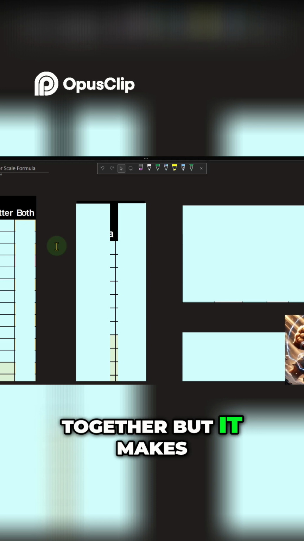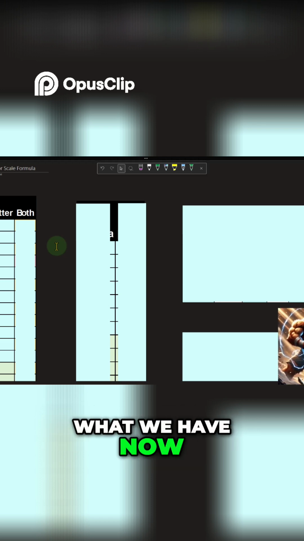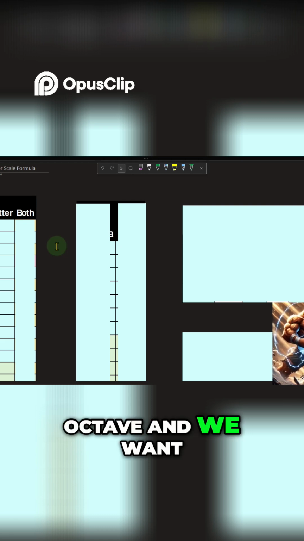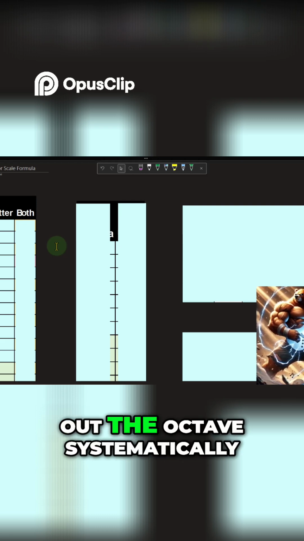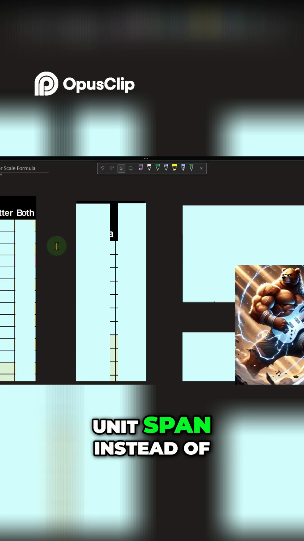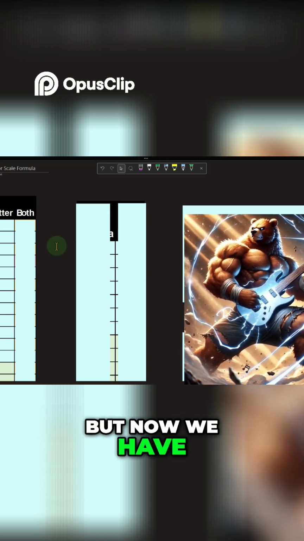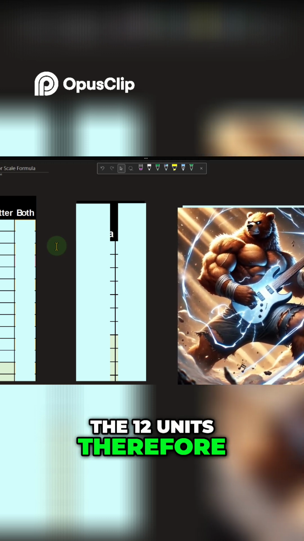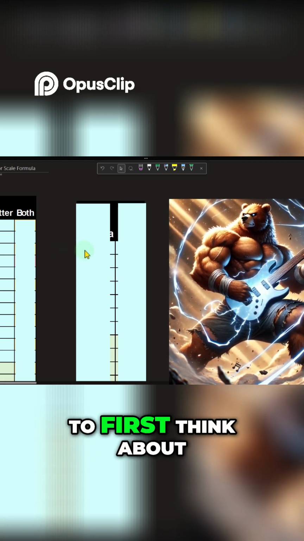But it makes more sense from an analytical perspective to say, hey, look, what we have now is an octave, and we want even units within the octave. So now we've broken out the octave systematically into an equal 12-unit span instead of just the 7 units. But now we have the 12 units. Therefore, when we think about building the major scale formula, it makes sense to first think about the baseline.